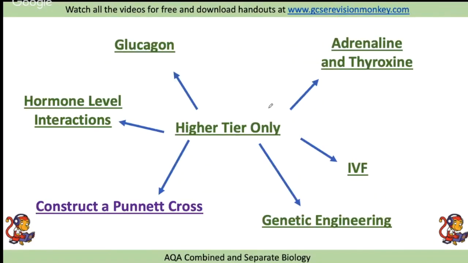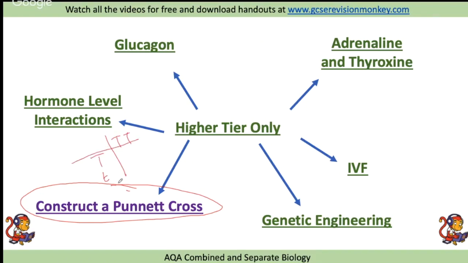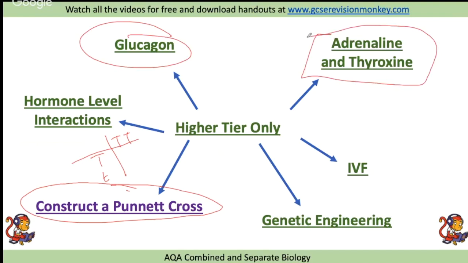Higher tier contents. You need to be able to construct a Punnett cross from scratch. So that's going back to crossing heterozygous or homozygous dominant or whatever it is and drawing a Punnett square from the information given. We're not going to dwell on that too much, but just read the question carefully in the exam. We're going to look at hormone level interactions, glucagon, another hormone, more hormones again, adrenaline and thyroxine, IVF, and a little bit more detail on genetic engineering.